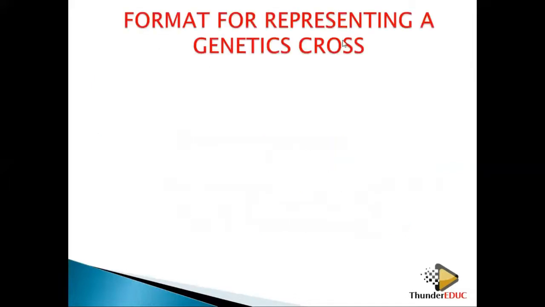Let's look at how we mark. This is how we mark in the exam, and if you miss something, then it means that you won't get a mark. Number one, whenever they give you a genetic cross, this is what you are supposed to write. P1, which means parent one, phenotype. Phenotype is the physical expression of an organism. We get this from the question.